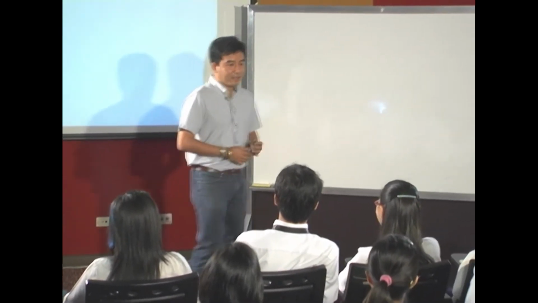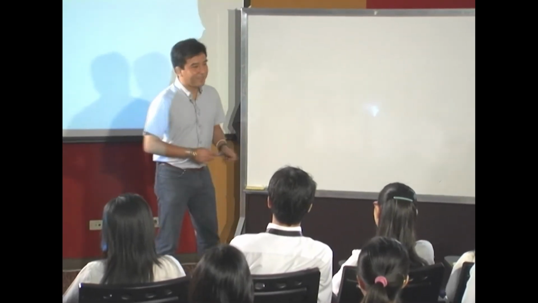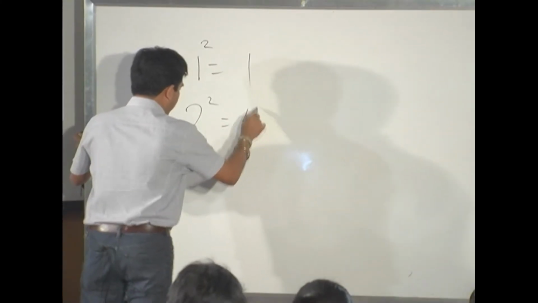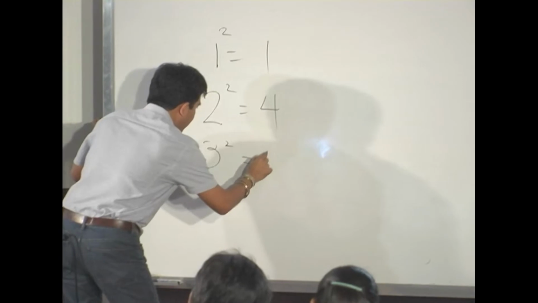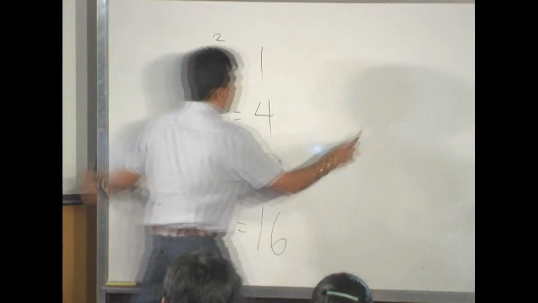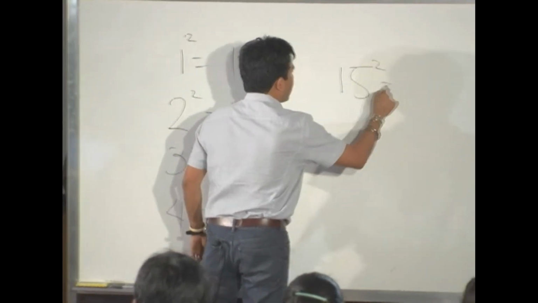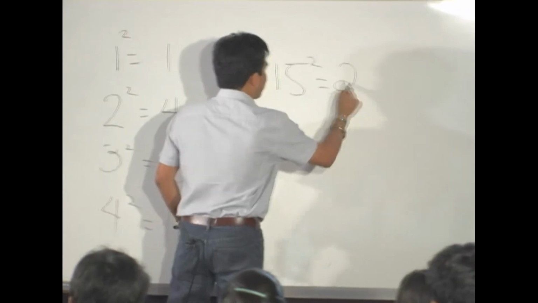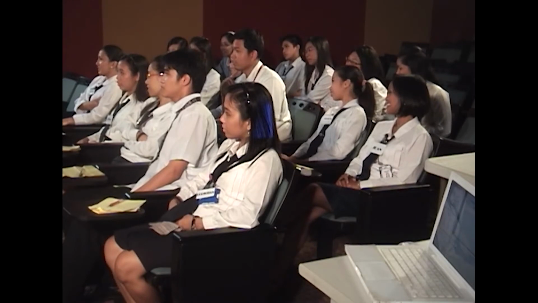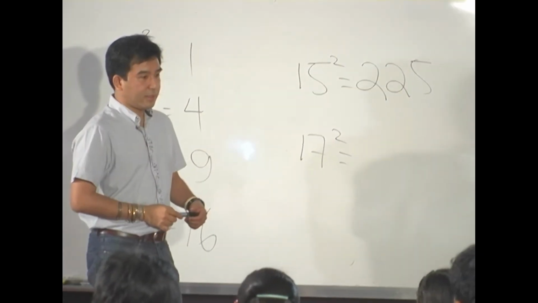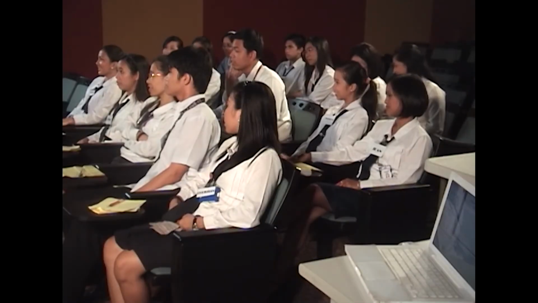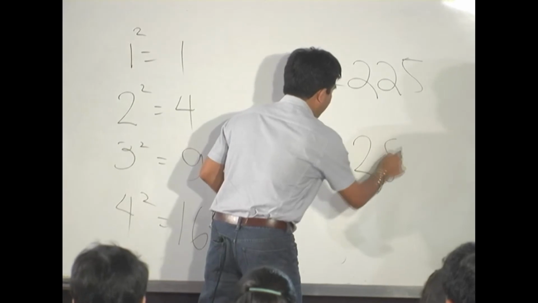So 1 squared is 1. 2 squared is 4. 3 squared is 9. 4 squared is 16. What is 15 squared? 225. Wonderful. What is 17 squared? 289. It's 289.